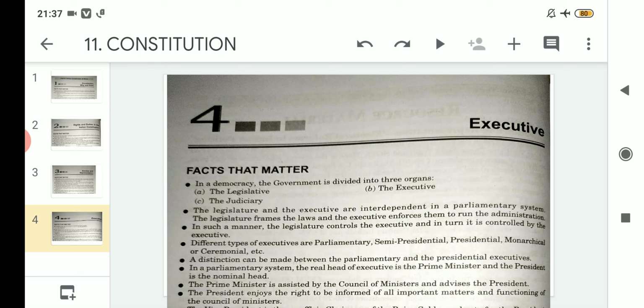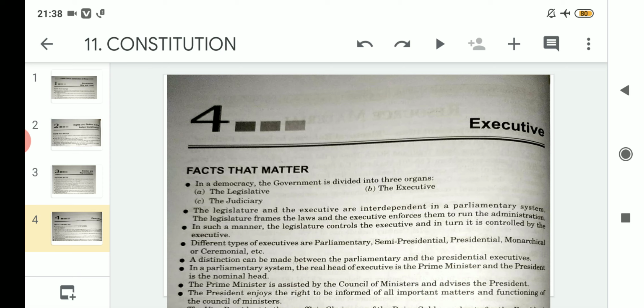Clear? That means in order to form the government, 272 seats are needed. When these 272 seats are declared for majority, then what happens? This becomes the number of ministers. So in the same way, the prime minister and his council of ministers advise the president in each and every matter after forming the government.